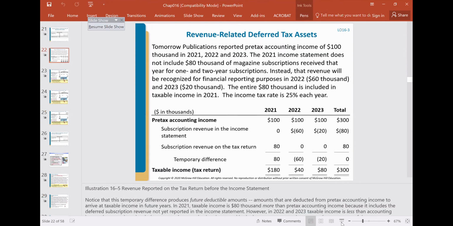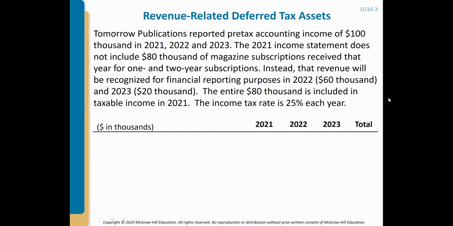Okay, so that was the warranty expenses. That's the expenses situation. So now let's talk about another situation called the revenue, right? So those revenue related deferred tax assets. So look at this example. This company publications reported pre-tax accounting income 100,000 in those 3 years. So every year it's just 100,000. Okay, just make it simple.